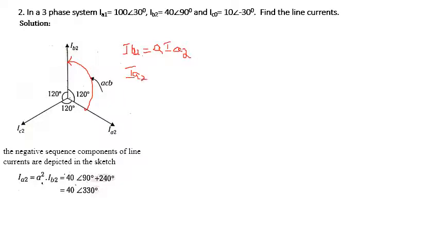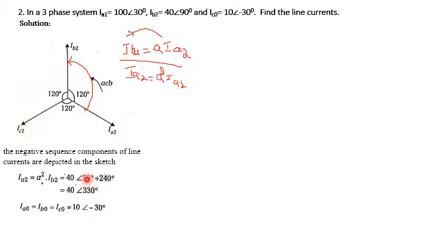What is IA2? So here what will happen, this is a conjugate of that, so this will become A square of IA2. Do not get confused here. So we are writing this IB2 in terms of IA2. This is 120 degree, so this term goes to the left side and comes to the right hand side. Hence IA2 can be written as A square of IB2. Already we know that IB2 is nothing but 40 at an angle of 90 degree. So 240 will get a 330.